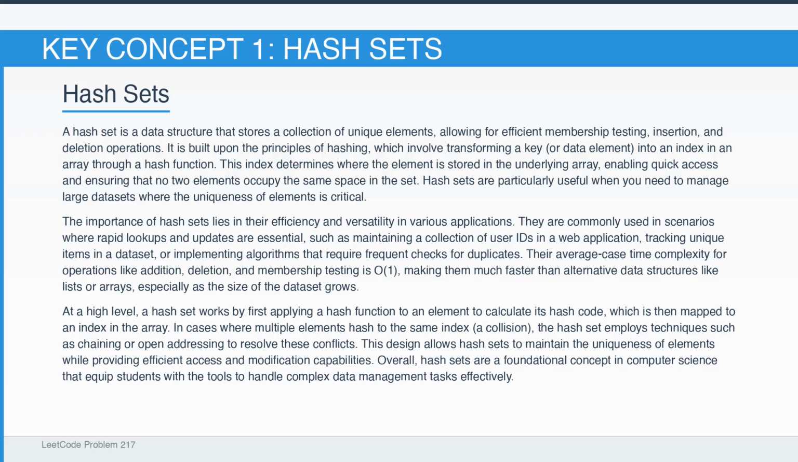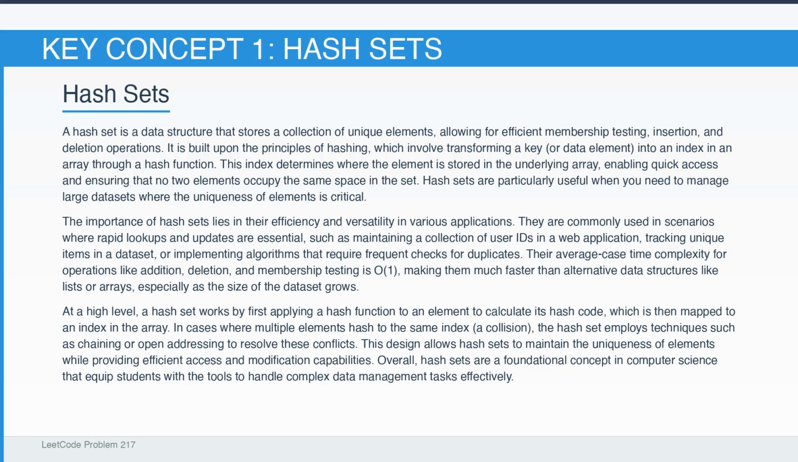A hash set is a powerful data structure that stores unique elements, which means no duplicates are allowed. Think of it like a collection of distinct toys in a toy box. Each toy is different and can be easily found when you want to play with it. The magic behind a hash set lies in hashing. When you add an element, a hash function transforms that element into a unique index in an underlying array. This index tells the hash set where to store the element, allowing for quick access.